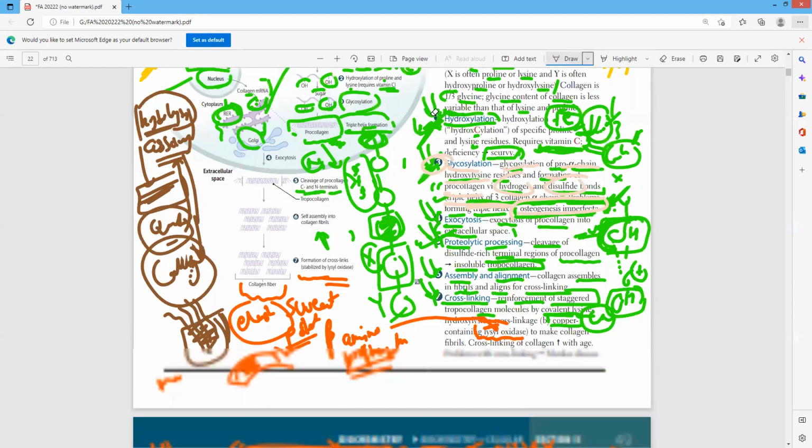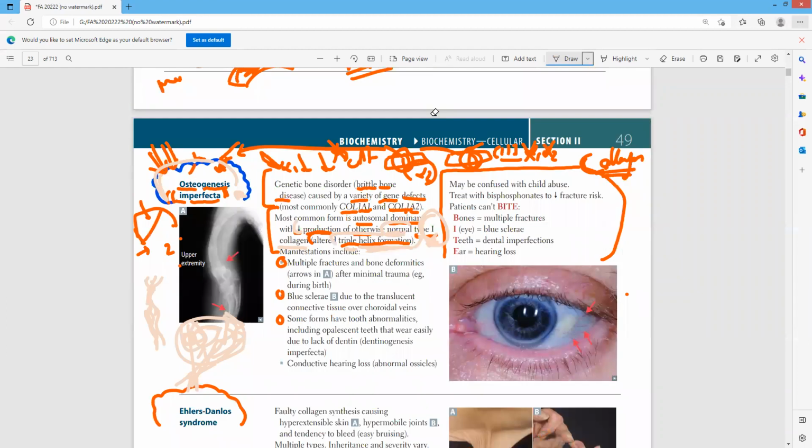Okay. So you will have multiple fractures and bone deformities. Yes, like that. You will have that fracture here, and in that bone, and that fracture. They are multiple fractures. This is after minimal trauma, you will have multiple fractures.